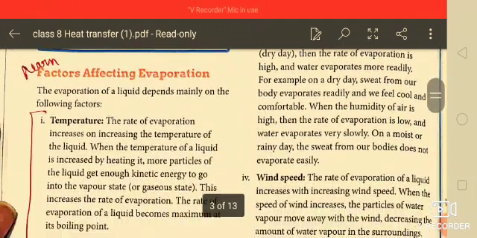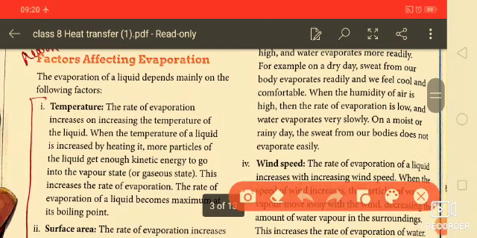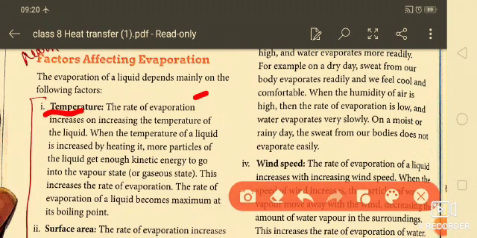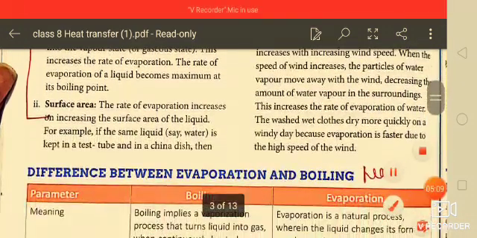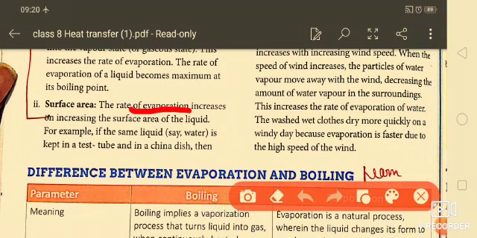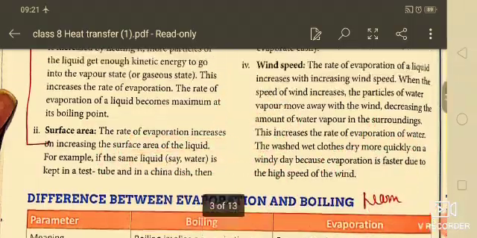Now, factors affecting evaporation. So evaporation is affected by temperature. The rate of evaporation increases with increasing temperature. That means when the temperature is more, evaporation will be more. And surface area also: the rate of evaporation increases when the surface area increases. Suppose this one is the area and this one is the area. So in the second case, in case B, you will find more evaporation.